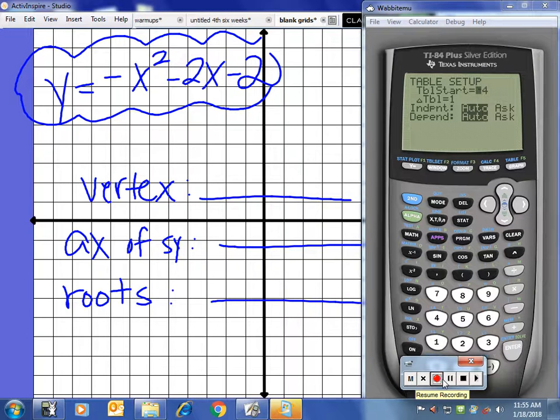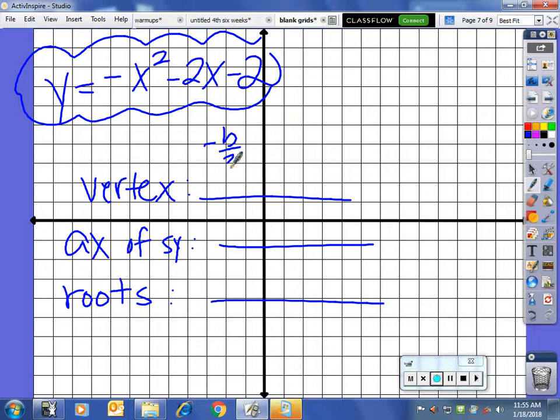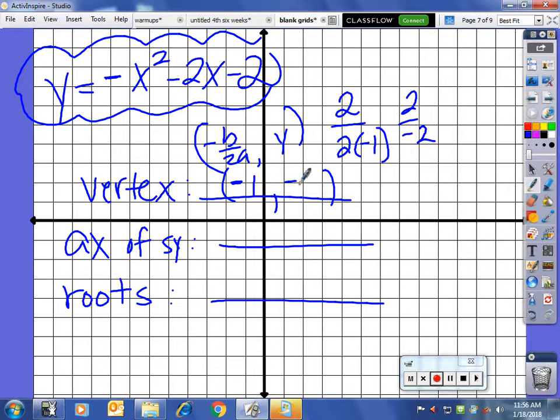Okay, so the first thing I tried to find was the vertex. Half brain, half calculator. Opposite of b over 2a, and then turn to your calculator. Look in the t-chart to find the y that goes with it. What's the opposite of b? Positive 2. 2 times a would be 2 times negative 1. What's 2 divided by negative 2? Negative 1. So I know half of my vertex. I'm going to tell my table to start at negative 1. I'm going to look at the table of values. What's the y value that goes with it? Also negative 1. So I know my vertex is at negative 1, negative 1.